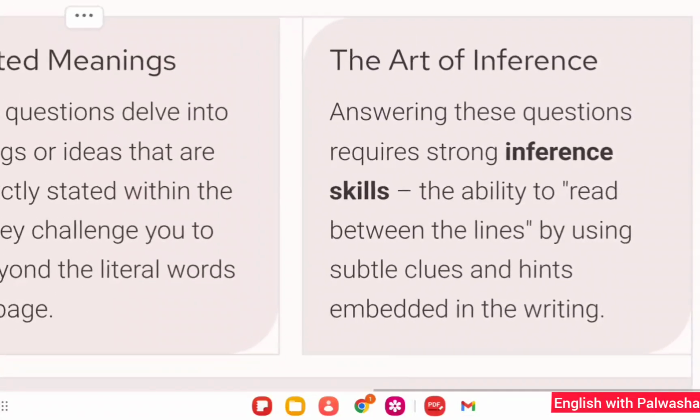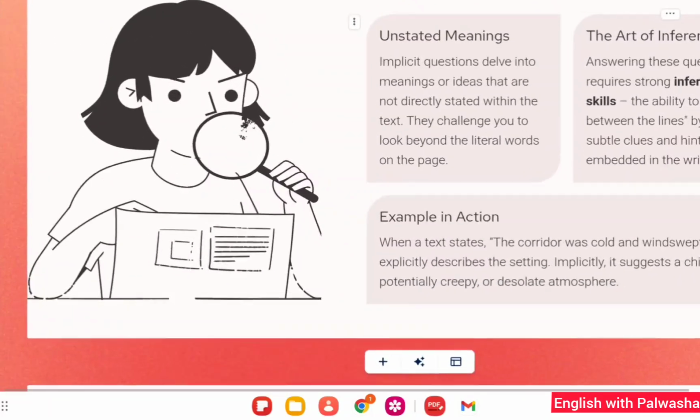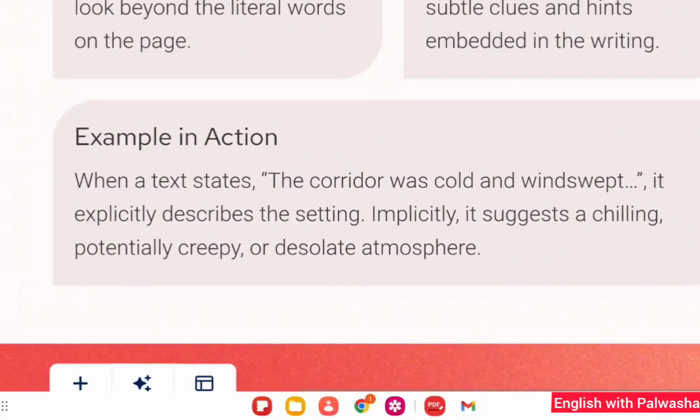So what is the art of inference? Answering these questions requires strong inference skills, like the ability to read between the lines by using subtle clues and hints embedded in the writing. Like, you have to find your answers in between. For example, this is the example in action. The corridor was cold and windswept. It explicitly describes the setting, what is happening, where actually it is going on, in the corridor, right? But implicitly it suggests a chilling, potentially creepy or desolate atmosphere.